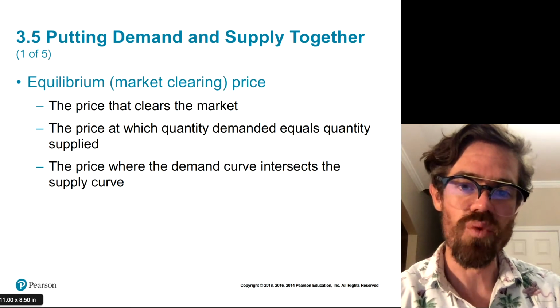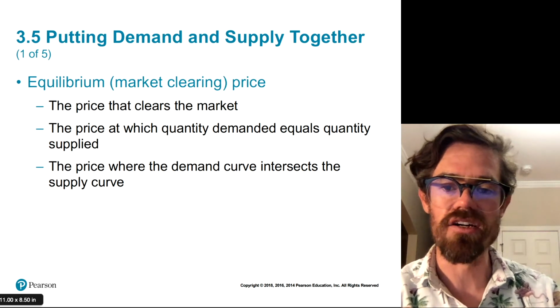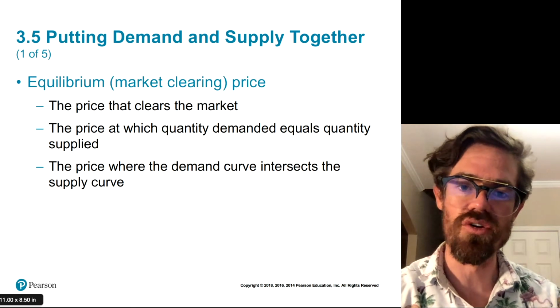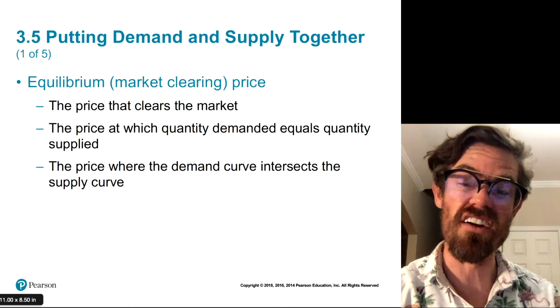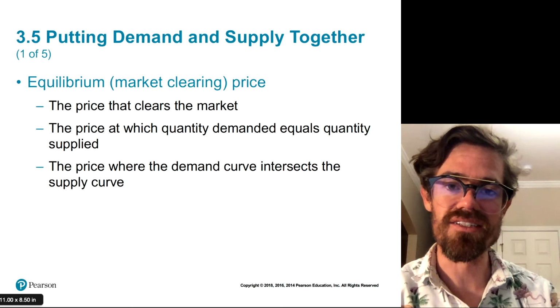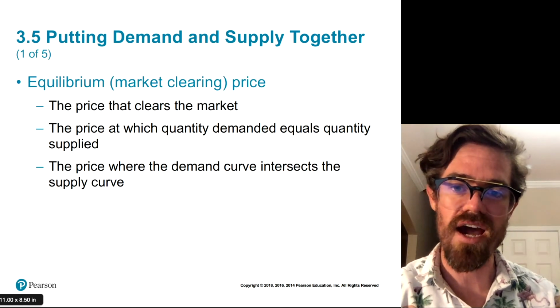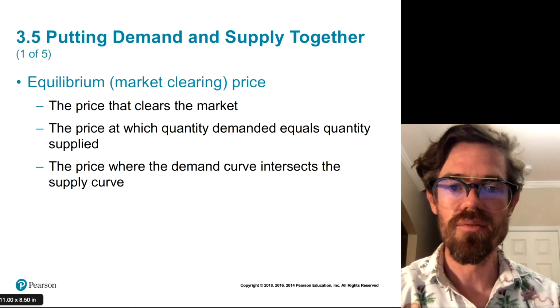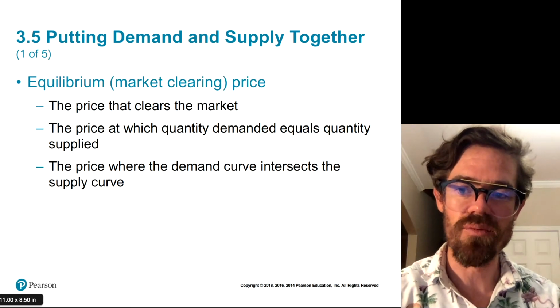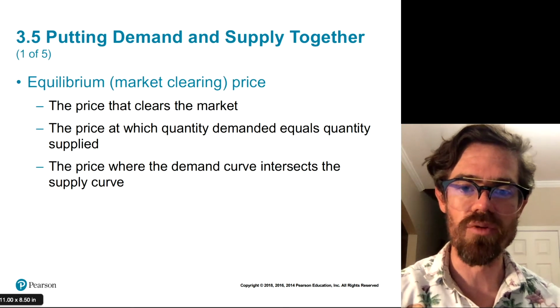Graphically, it's where the demand curve and the supply curve intersect. It's where they cross over one another. So again, this is why we use graphical analysis. It's very easy to see what's going on in a graph with supply and demand. We can very quickly determine where equilibrium price is, and we can also determine where equilibrium quantity is.